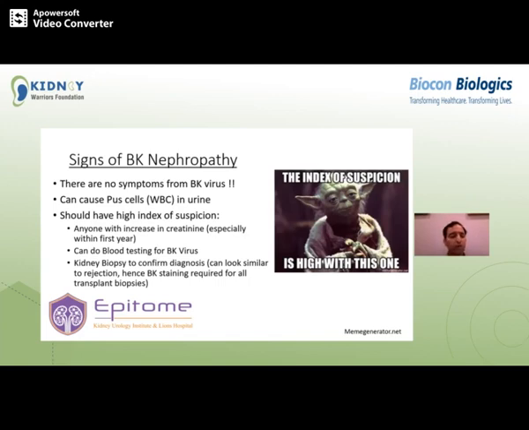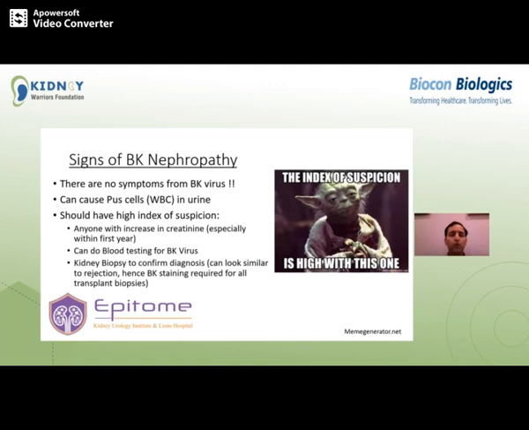Occasionally or usually, people with BK virus may have pus cells or WBCs in the urine, but that can happen from infections. It can happen from allergies to some medicine. So there are lots of other reasons why someone could have pus cells or WBCs in the urine also. And that doesn't by itself mean that it is from BK.